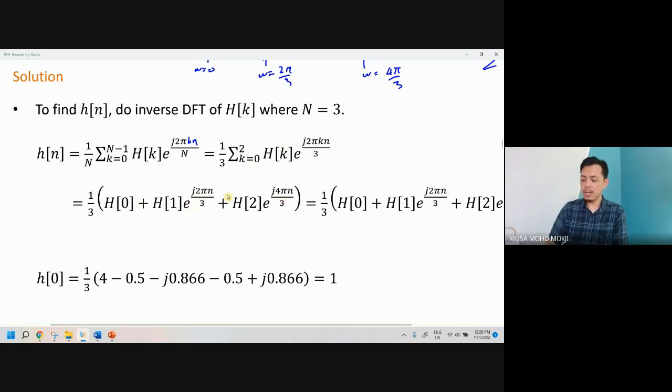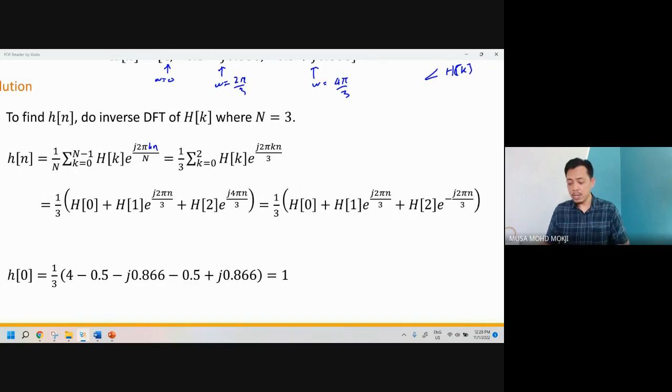And actually what we can do here is manipulate this equation. If we know more on trigonometry, actually this j4 pi n over 3 is equal to minus j2 pi n over 3. So this one will be very helpful because this is 2 pi over 3. This is minus 2 pi over 3. So the same value, different sign.